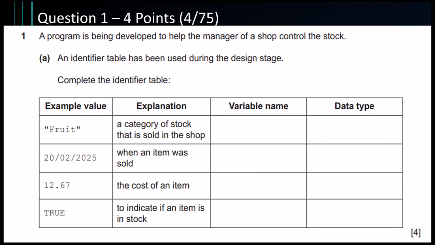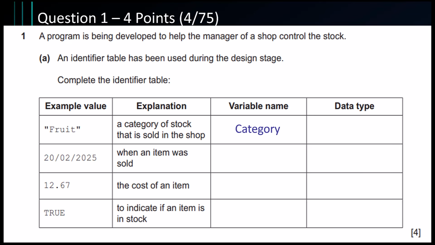All right, so we look at the first example value, fruit. I know right away this is in double quotes. That tells me what the data type is immediately. I have to read the explanation so I can come up with a good variable name. A category of stock that is sold in the shop. The variable name I chose is category. Do you have to choose category? No, you don't. As long as it's an appropriate variable name, you're good to go.